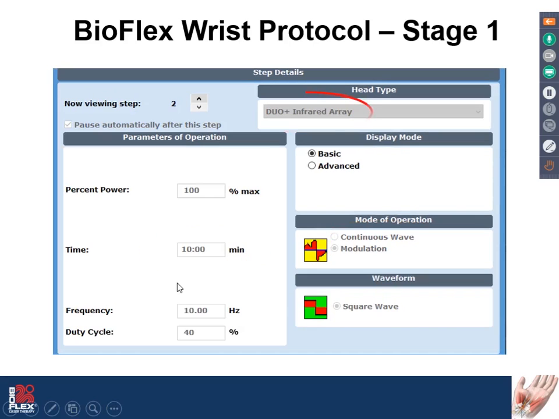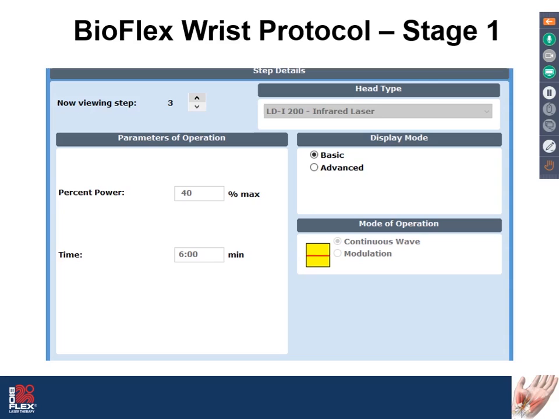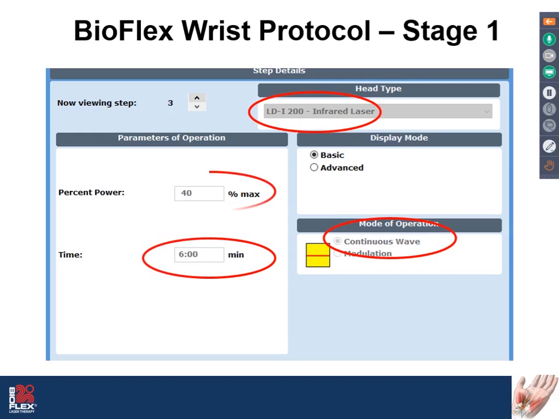That's followed up by the infrared dual array. It will be modulated using a square waveform. You can see that the frequency and duty cycle are relatively low at 10 hertz, cycles per second, and 40% duty cycle for 10 minutes. Again, a fairly long duration of treatment. The last step being the infrared probe, the LDI 200. We also use the red probe as well. You can use that if you do have it. Set to continuous wave for 6 minutes in and around the area at 40% power. So that would be the typical standard protocol for treating carpal tunnel syndrome.